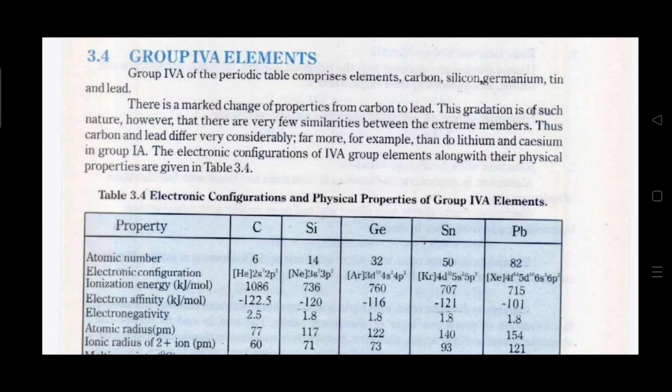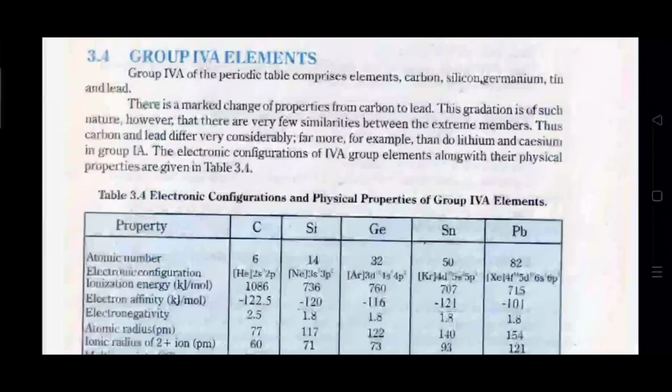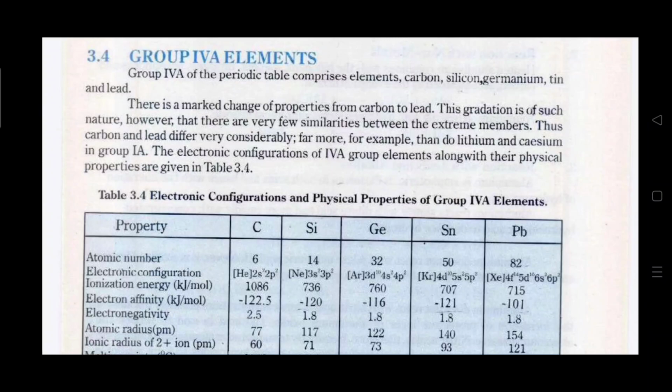And the important MCQs which are usually asked in competitive examinations will be given at the end of this video about the introduction of Group 4A elements. Now let's start today's topic, the introduction of Group 4A elements.